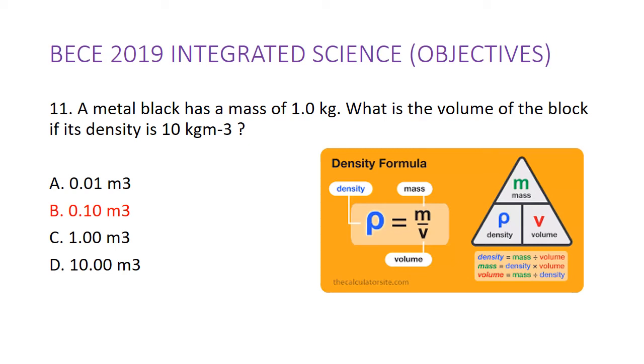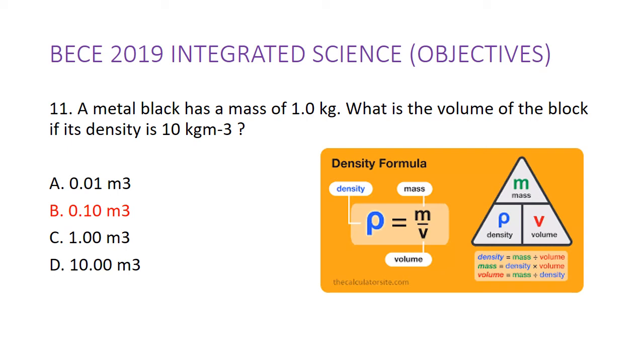Number 11. A metal block has a mass of 1 kilogram. What is the volume of the block if the density is 10 kilograms per meter cube? So over here this is formula work. So the formula for density, take note, the symbol there is not P, it's called rho. It looks like P, but it's actually one of those Greek letters. So rho is equal to mass over volume. Now in this case you have been given the mass, you have been given the density, so you are looking for what? For volume.